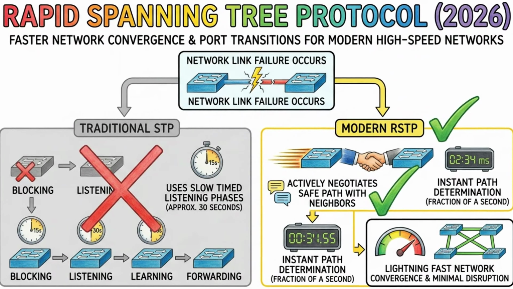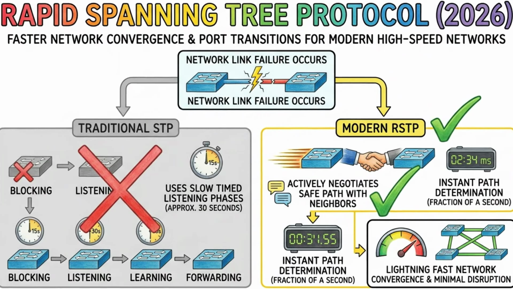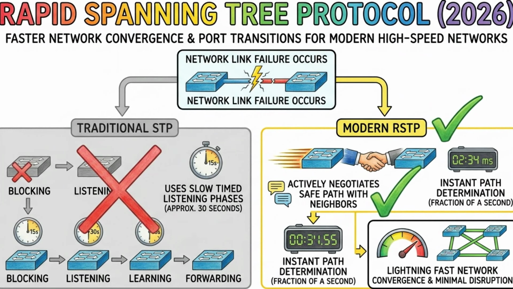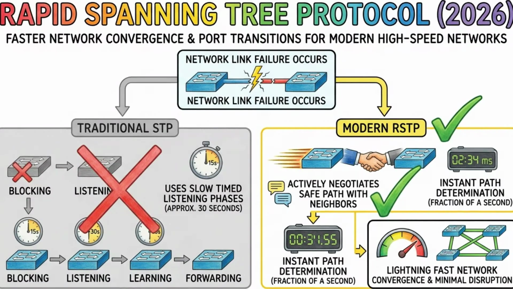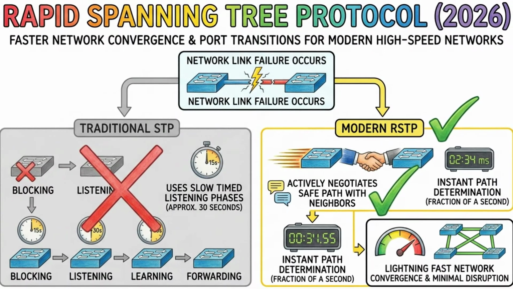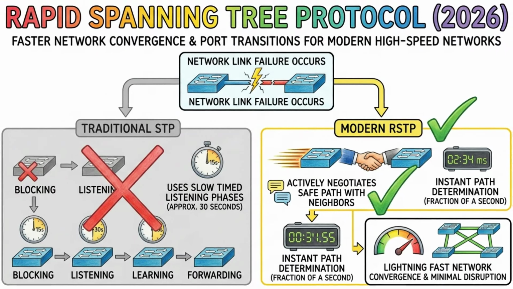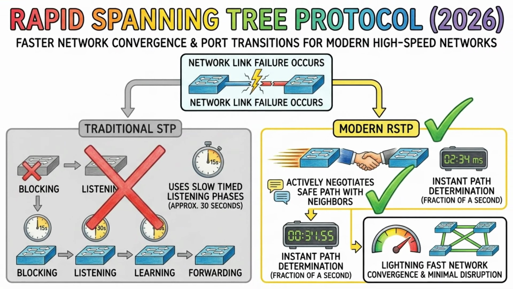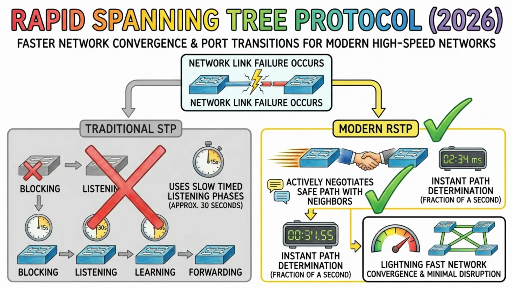Instead of moving through slow listening phases, RSTP actively negotiates with neighboring switches to instantly determine if a path is safe to open. Almost every modern enterprise network uses Rapid Spanning Tree by default because of its vastly superior performance during network failures. You should be prepared to compare the slow transition timers of traditional STP against the lightning-fast convergence of modern RSTP.